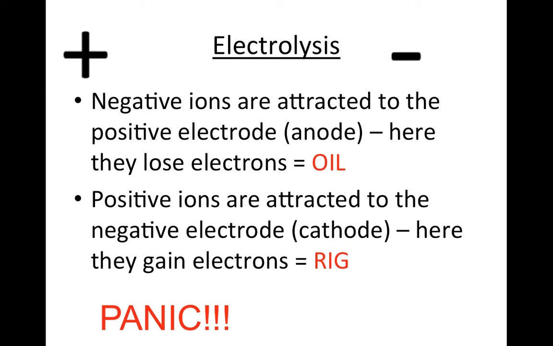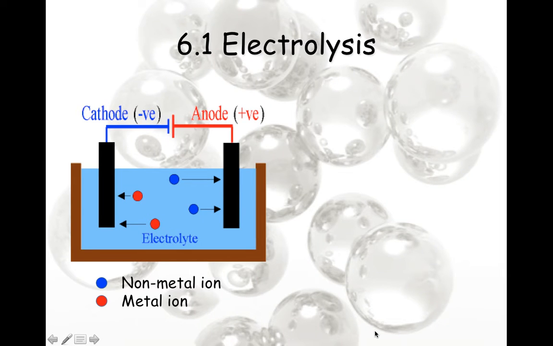So, negative ions are attracted to the anode. So, anions go to the anode and cations go to the cathode. And remember the oil rig, if that helps you. So here we have an indicator of a cell or a battery providing the electricity to make reactions happen.